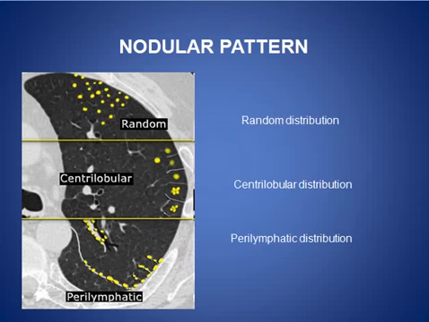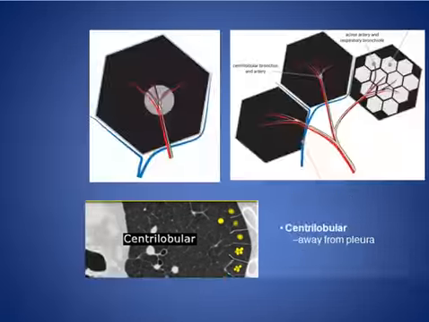As we know, we have three patterns of nodular pattern involving the secondary pulmonary lobule: the random one, the centrilobular one, and the perilymphatic one, as seen in this sketch. I will discuss each one of them and each differential diagnosis.